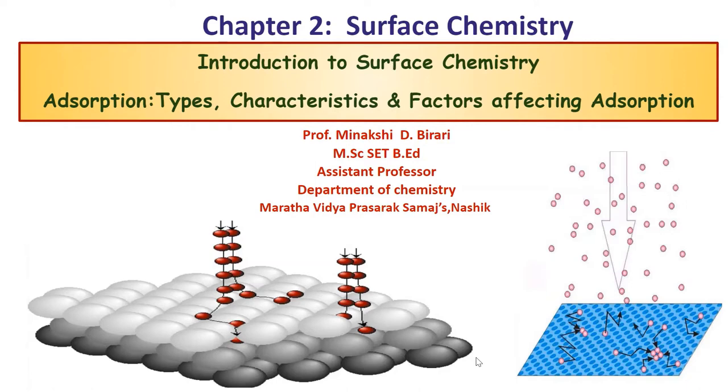In previous lectures, we have studied chemical kinetics. Now, we are going to start the second chapter of physical chemistry, that is surface chemistry. In today's lecture, we will study the mechanism of adsorption, types, characteristics of adsorption, and also factors affecting adsorption.